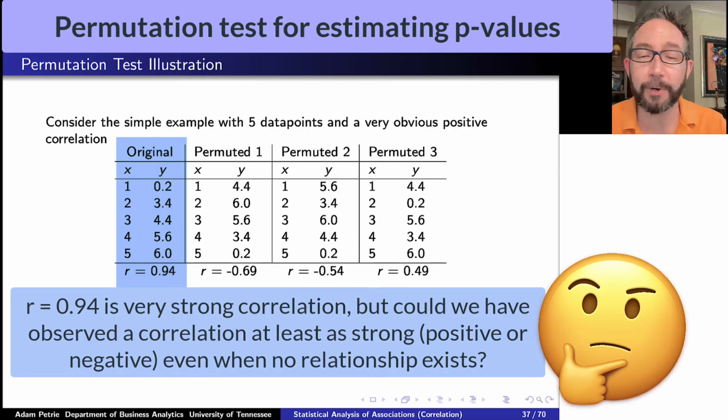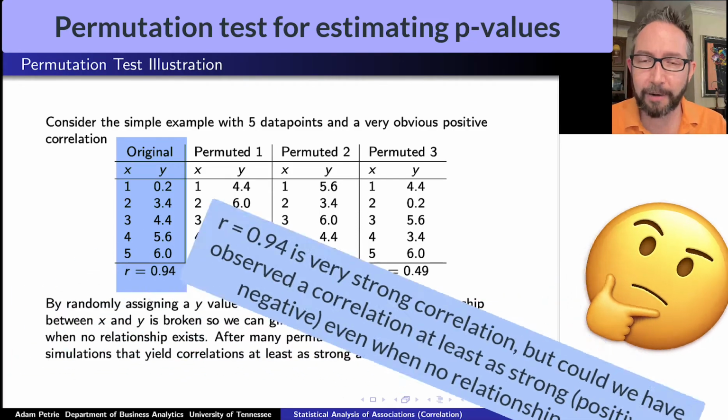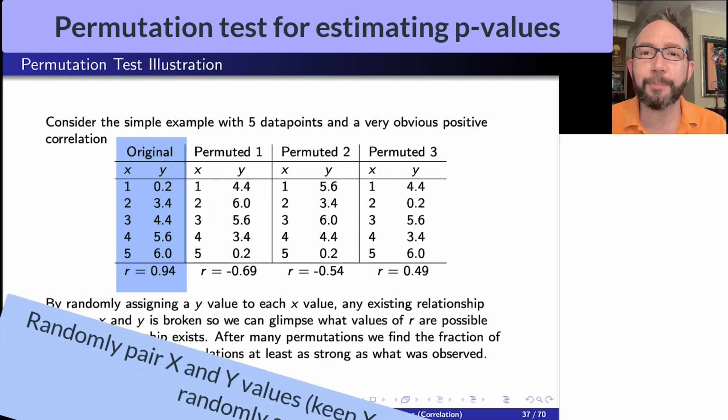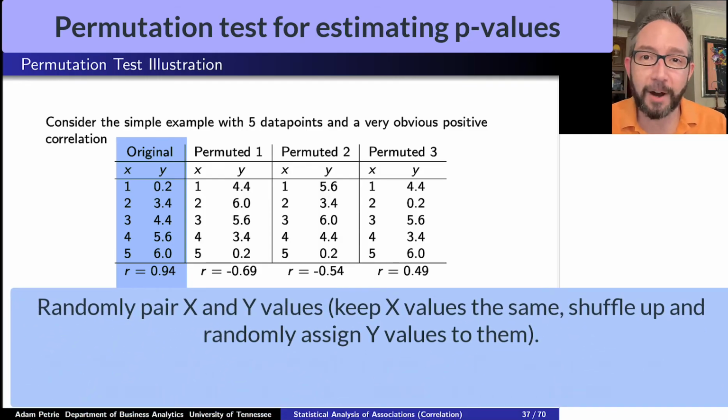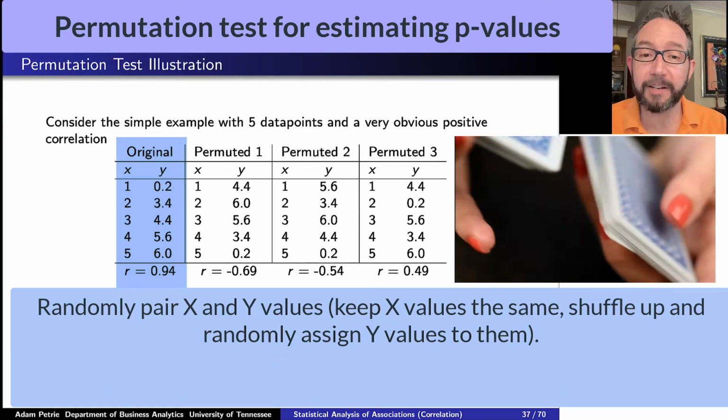If x and y were completely unrelated, and we went and collected some data, we know there's a lot of randomness inherent in the data collection process, could we have observed a correlation at least as strong? So here's what the permutation procedure does. It preserves our original x values when creating a new permuted data set, and the y values are simply a reshuffling of the collected data values we've already seen.